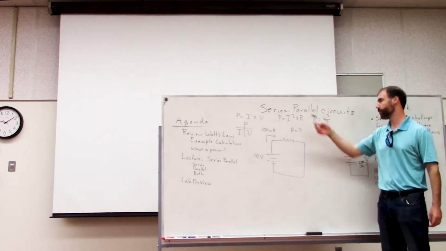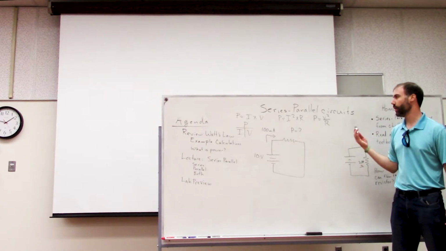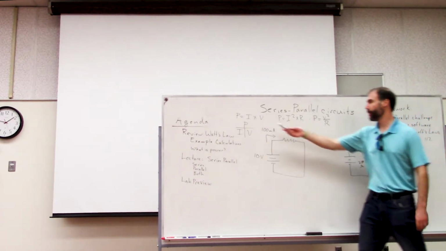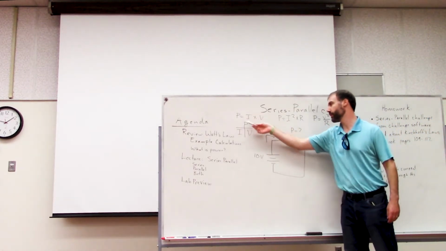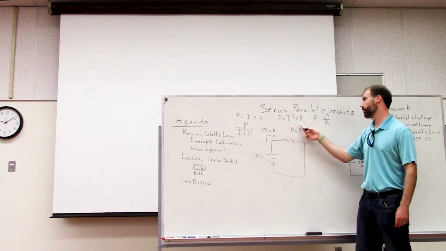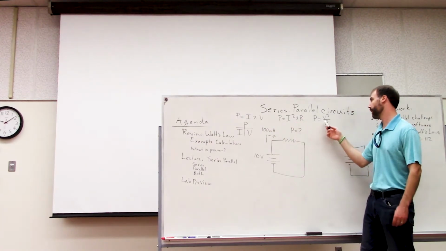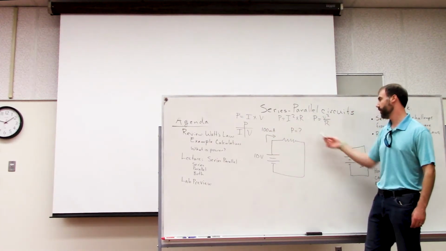So these were all different ways of writing Watt's law. They're different ways of finding the formula depending on what information you have. So if you have the current and the voltage, you can use this form. If you have the current and the resistance, you can use this form. And if you have the voltage and the resistance, you can use this form.